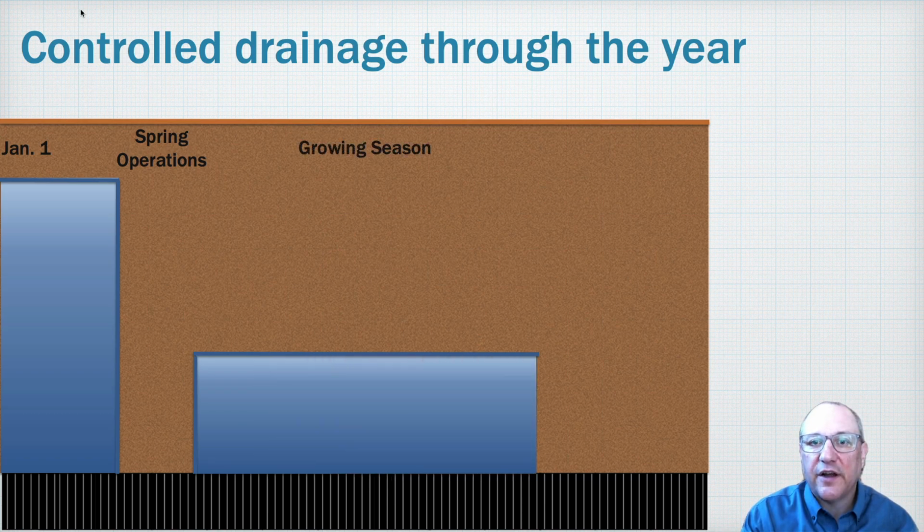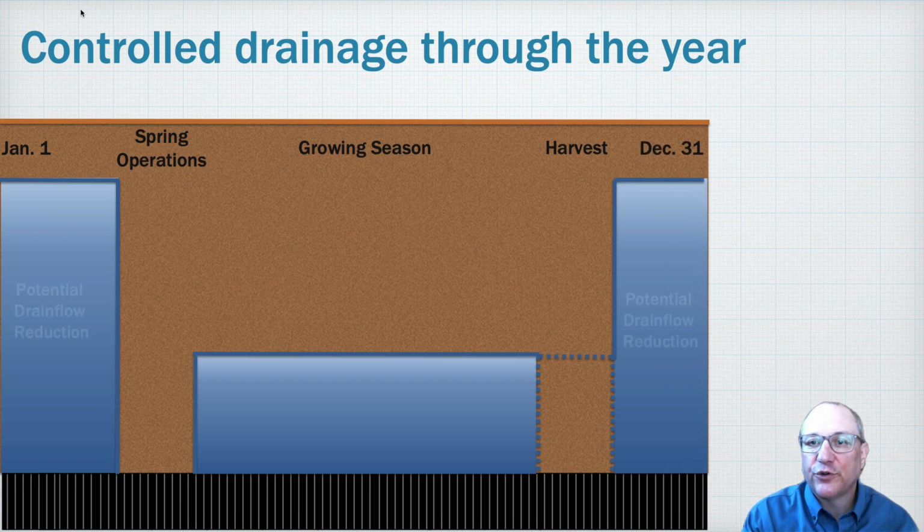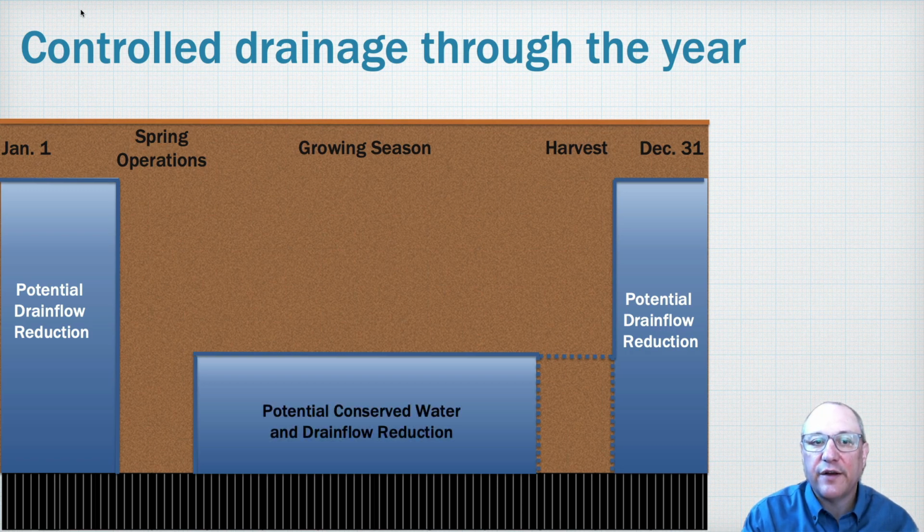In the fall, depending on conditions, the outlet can be lowered again to dry the field out for timely harvest, or if it's a dry fall, we may not need to change the outlet at all. Then once harvest is completed, the outlet is raised back to winter conservation mode. So we've got potential drain flow reduction from winter conservation mode and potential conserved water as well as drain flow reduction from summer conservation mode.